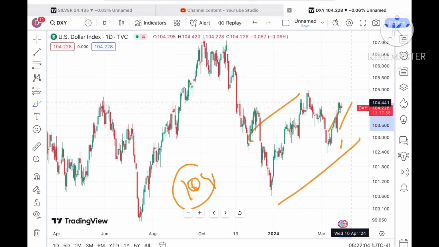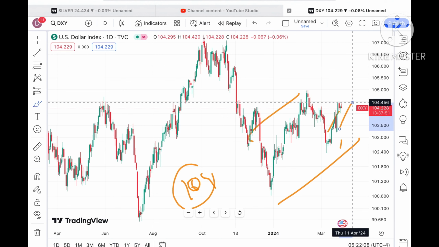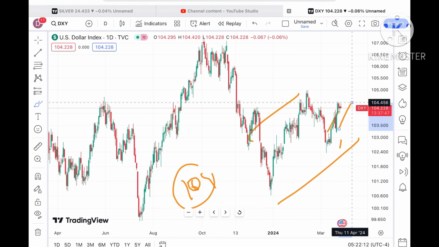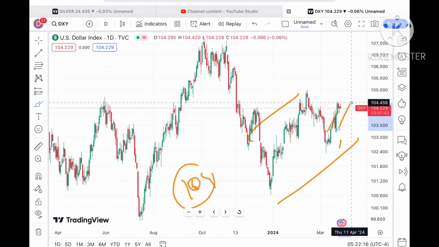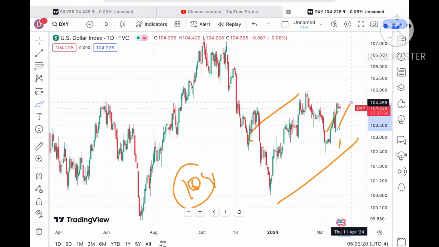Otherwise chances are high it will go further upside, because there are events also coming, and if this event keeps supporting and moving above a level of 104.5, a further upside we can see in the price of the dollar index. So we can see that the gold price can move further down, the silver price can also move further down, and the natural gas price can also move further down.